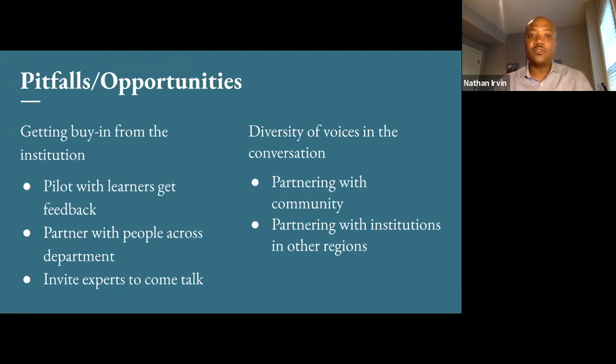So what does this look like in actual practice? There are lots of potential pitfalls and opportunities that you should think about. You need to get buy-in from the institution, and from all the different leaders within your respective departments, to get change from the top down, but also from the bottom up. You should pilot these projects with learners to get an idea of what works and what doesn't, so you can tailor it to something that's going to be digestible to the group you're working with. Partnering with people across the department or across the institution is really critical.